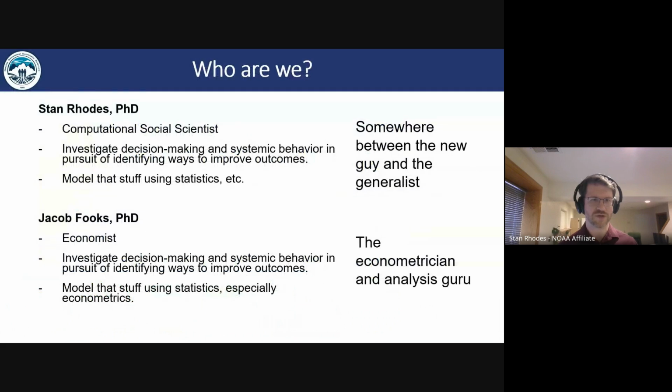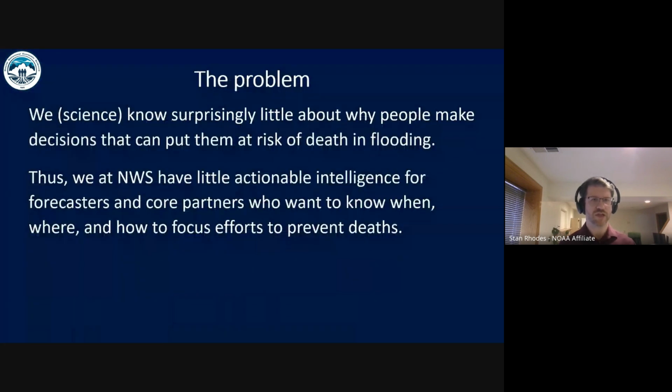Once I get my slides going, there we go. So I'm a computational social scientist by training. I'm going to just say I'm somewhere between the new guy and the generalist, and Jacob is the econometrician and analysis guru. And of course, you'll see that reflected in the rest of this talk. So that's who we are. We work day to day with GSUN's team and also the CIRA social science team. So I'm going to go straight into the problem.